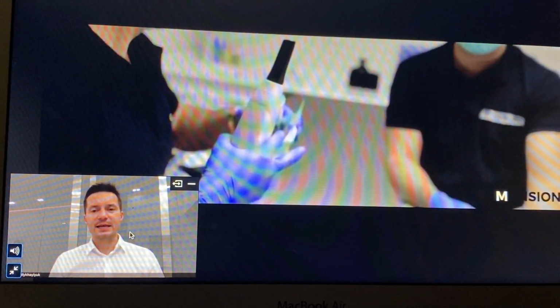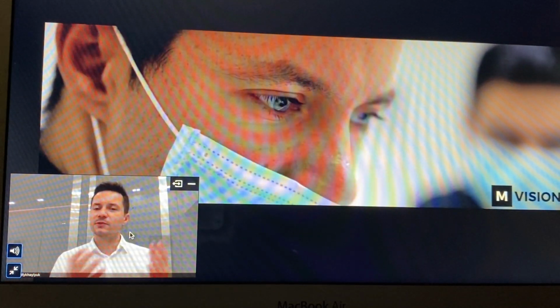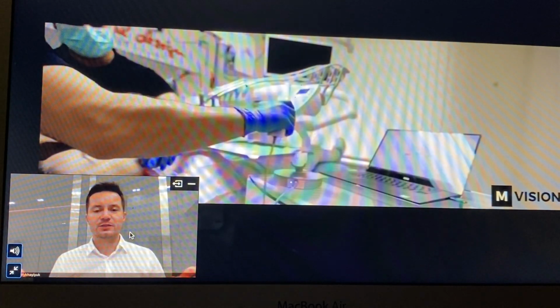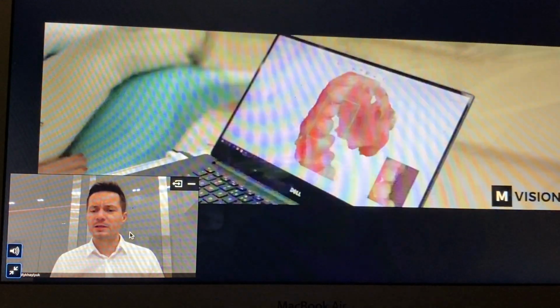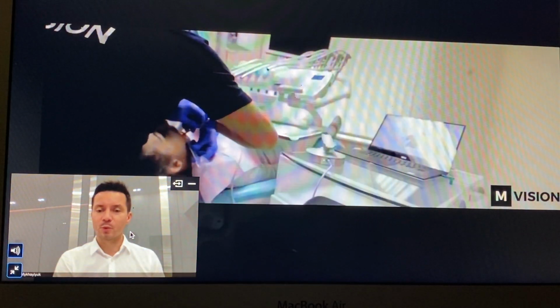How long does it take to make a diagnostic scan? I would say it's like 30 seconds for the maxilla and maybe 30 seconds for the mandibula. I mean, it's really simple, it's really fast, if you know how to use the technology in the proper way.